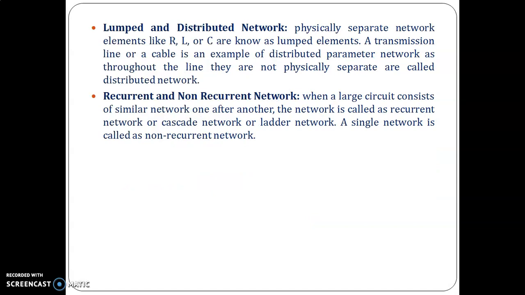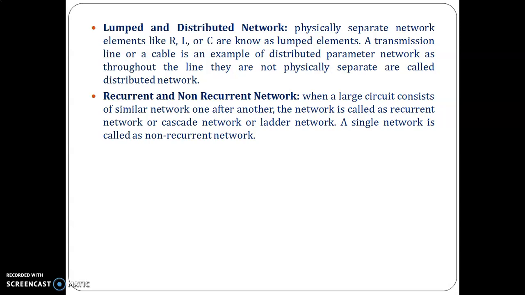Lumped and distributed networks. Elements which are physically separated, like resistors, inductors, capacitors, are known as lumped elements. But a transmission line, like a single-phase transmission line or a three-phase line, whatever it may be, or a cable, is an example of a distributed network, since throughout the length of the line the resistance, inductance, capacitance are distributed in nature, where they cannot be separated.